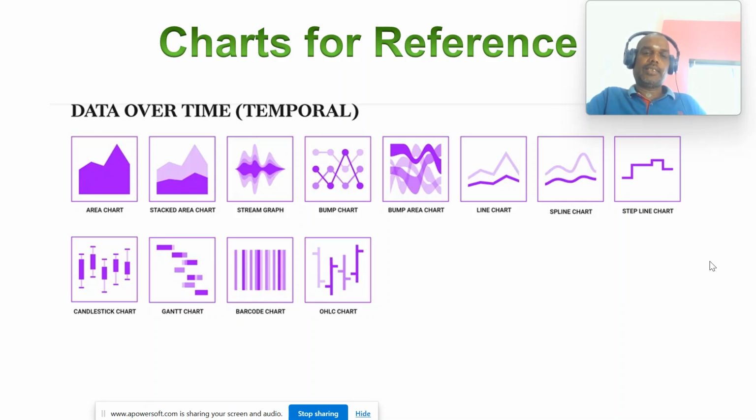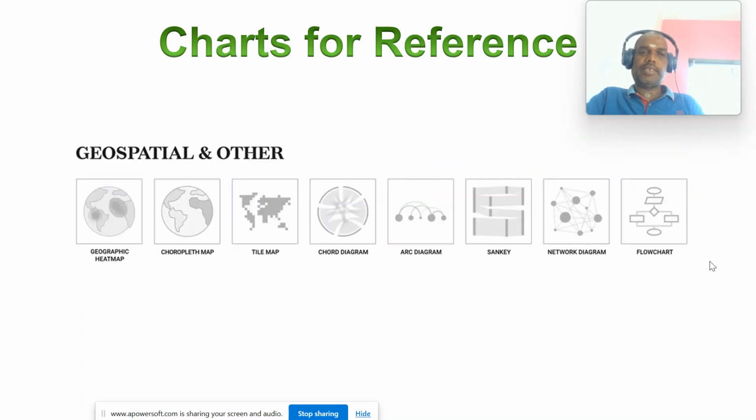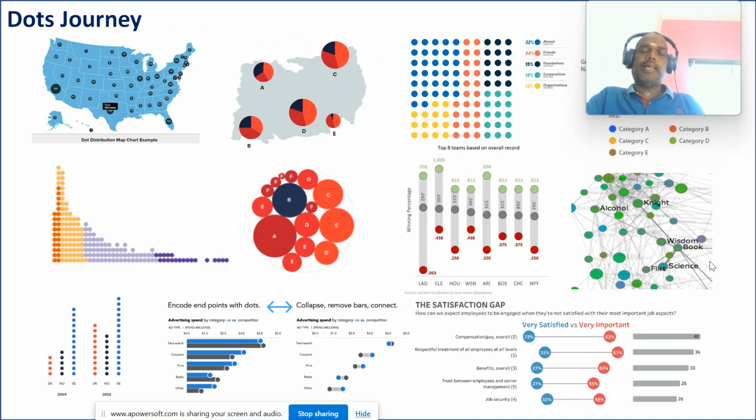And the Gantt chart is an interesting chart, and the area chart also, if you're using three or four variables, that is interesting actually. And the distribution chart shows how data is distributed across the multiple categories. You can see the distribution in a group actually, that you can display. This is with the geo map actually, how it is displayed. And this is a dot journey.